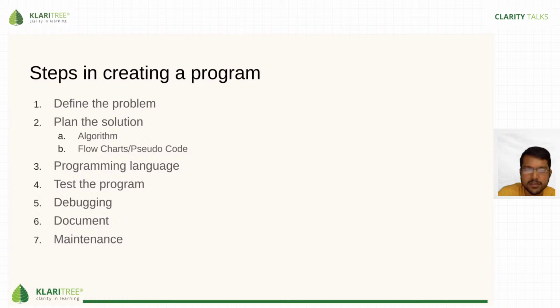So when you're planning the solution, there are two ways to actually plan it. You can either write an algorithm. An algorithm is basically a detailed step-by-step instruction, but written in a more human readable format, more in written English, you can say. You write step one, which is to get the value of A, step two is to get the value of B, and so on, right?